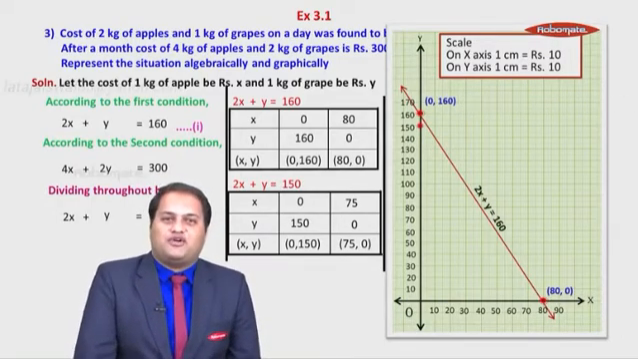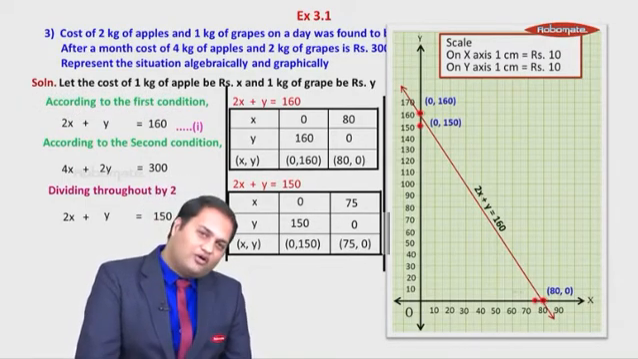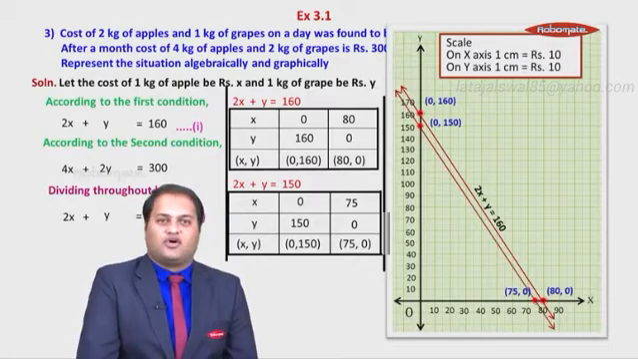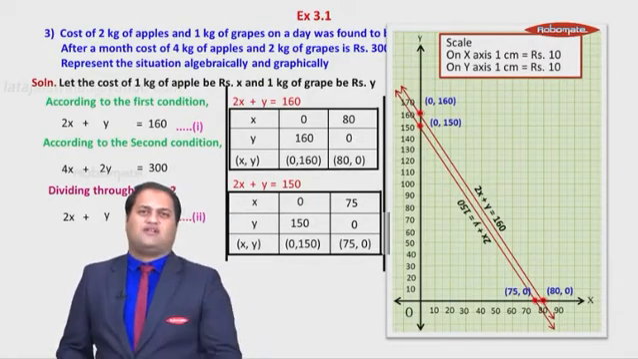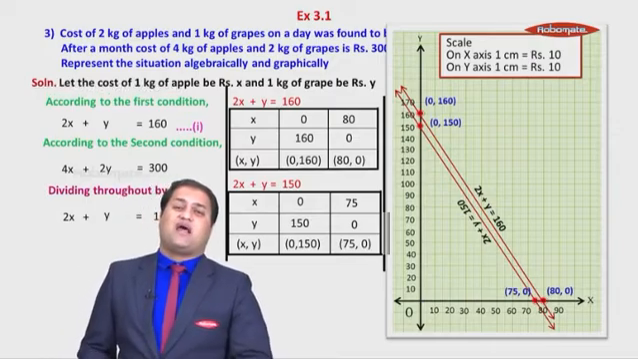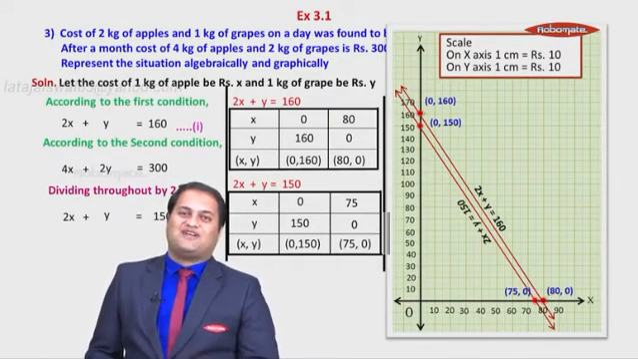0 comma 150 again on the y-axis. 75 comma 0 again on the x-axis. Again join them. Don't forget to write the equation on it. Now look at both the lines. Both the lines are parallel. They are not intersecting. Parallel, not intersecting.